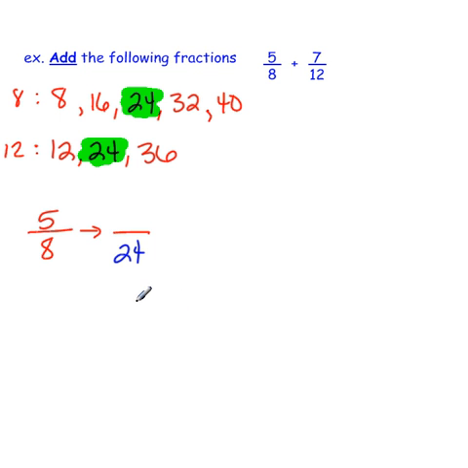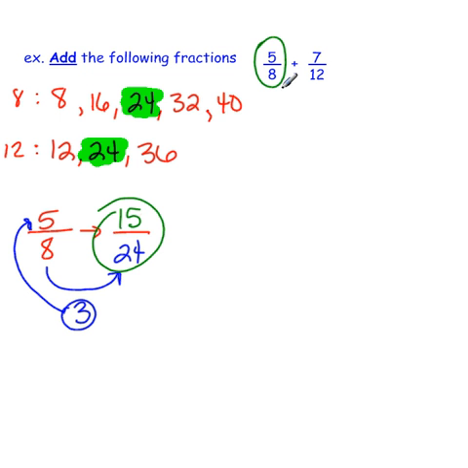So making an equivalent fraction. Here we go. 8 goes into 24 3 times. We're going to take that number, multiply it by the number on top. 5 times 3 is 15. That is my new numerator. This is the equivalent fraction that's going to stand in the place of this one. So I'm going to write it down here.